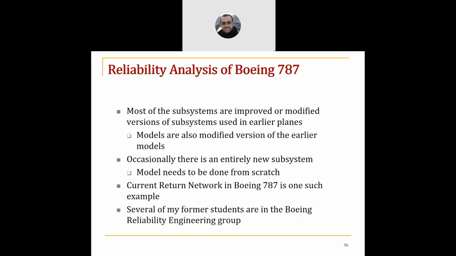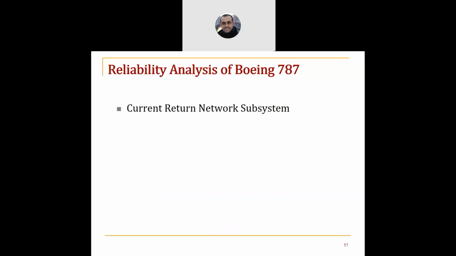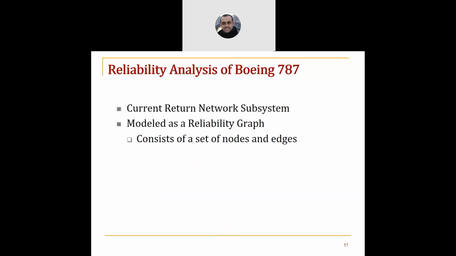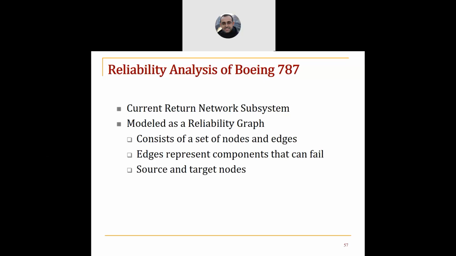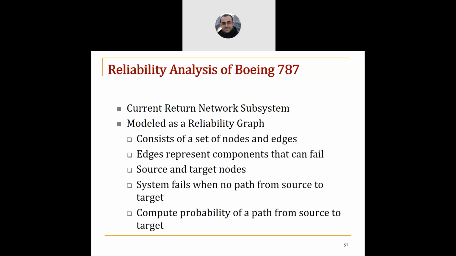So the current return network was modeled as a reliability graph, which consists of a set of nodes and edges, if you remember. Edges represent components that fail, and there are source and target nodes. The system fails when there is no path from source to target, and we are interested in computing the probability of a path from source to target. So a very well put, very simply stated problem.